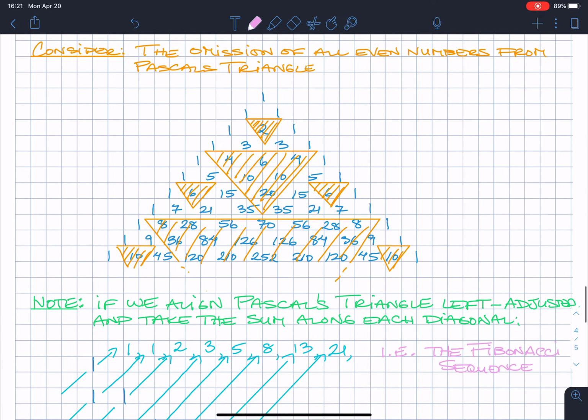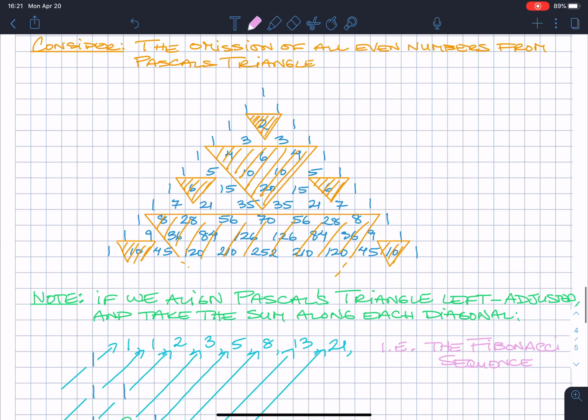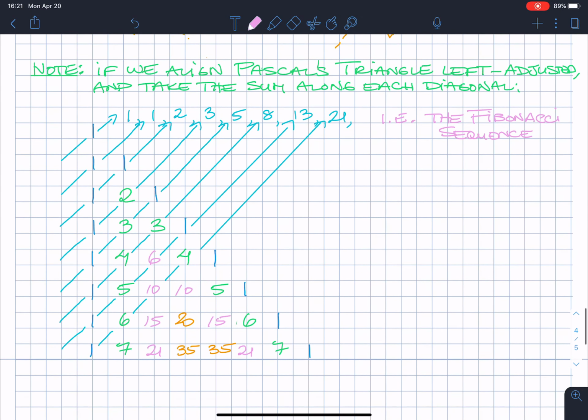In fact, there is tons of stuff hidden within Pascal's triangle. It's a really cool object. Okay, I will see you guys in chapter 8.